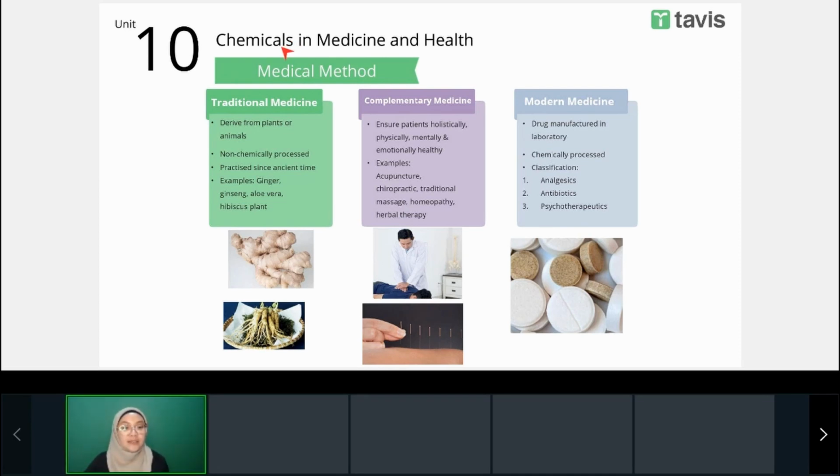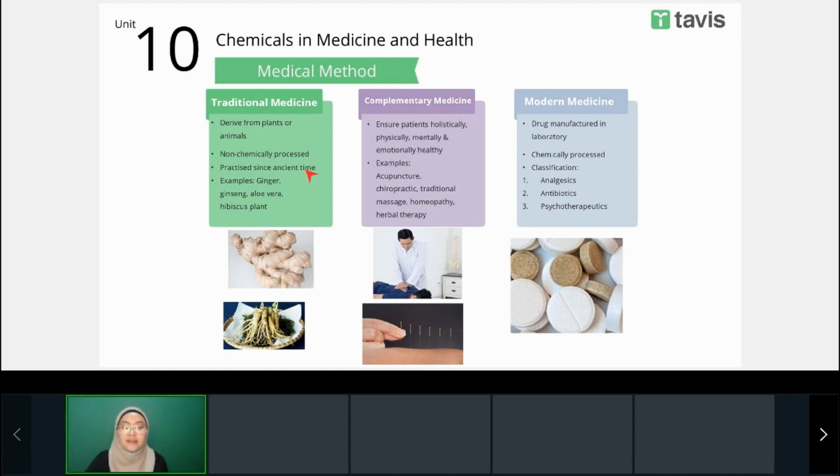Unit 10 is the chemicals in medicines and health. The medical method we divide into 3: traditional, complementary, and modern. I go to the traditional first. Traditional medicine is usually derived from plants or animals. It does not involve any chemical process or any technology.